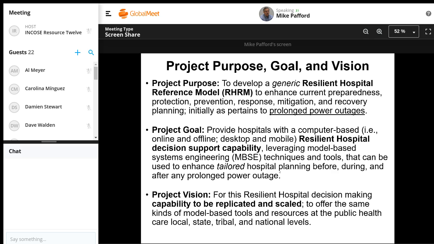Now, the goal of the project is to provide hospitals with a computer-based capability, that means online, offline, online synchronization, desktop and mobile, a resilient hospital decision support capability leveraging model-based systems engineering techniques and tools that can be used to enhance, improve, and tailor hospital planning before, during, and after any prolonged power outage. The vision for the project, way back, is for this resilient hospital decision-making capability to be replicated and scaled to offer the same kinds of model-based tools and resources at the public health care, local, state, tribal, and national levels.